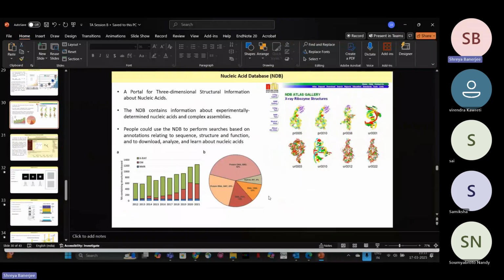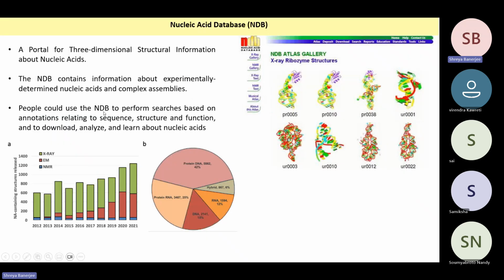And we'll talk about certain data banks. So we saw the protein data bank. Another is the nucleic acid data bank. It is a portal for three-dimensional structural information about nucleic acids. So whatever is the structure determined for different nucleic acids or complexes of nucleic acids, that is being deposited here.